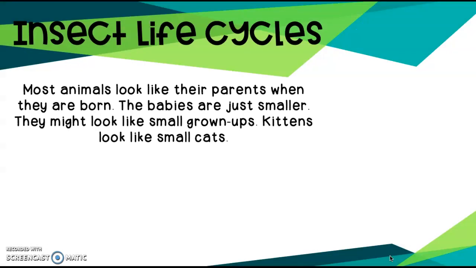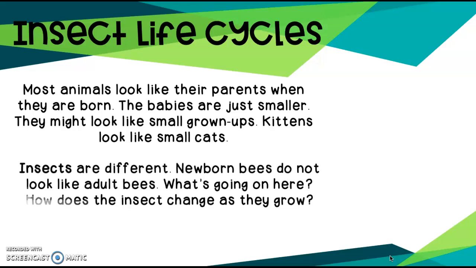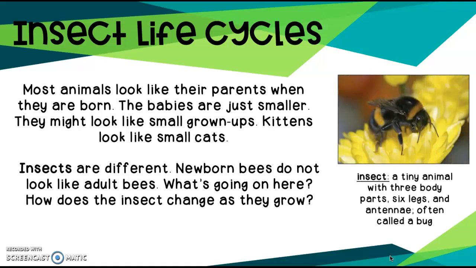Insect life cycles. Most animals look like their parents when they are born. The babies are just smaller. They might look like small grown-ups. Kittens look like small cats. Insects are different. Newborn bees do not look like adult bees. What's going on here? How does the insect change as they grow?